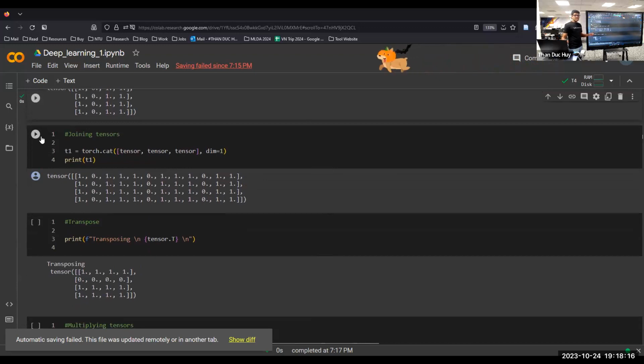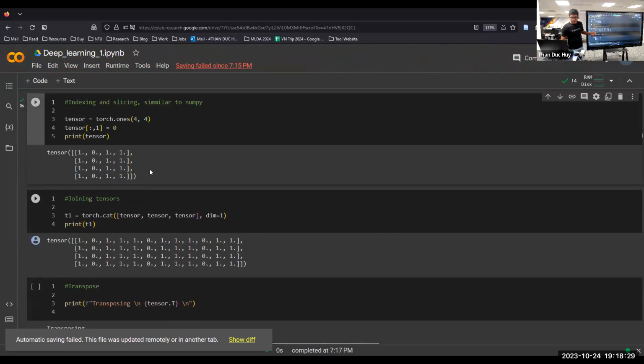The next operation is concatenate. You can use torch.cat to add tensors, to join tensors together. As you can see, this was the initial tensor, and we have attached 3 of them together here.